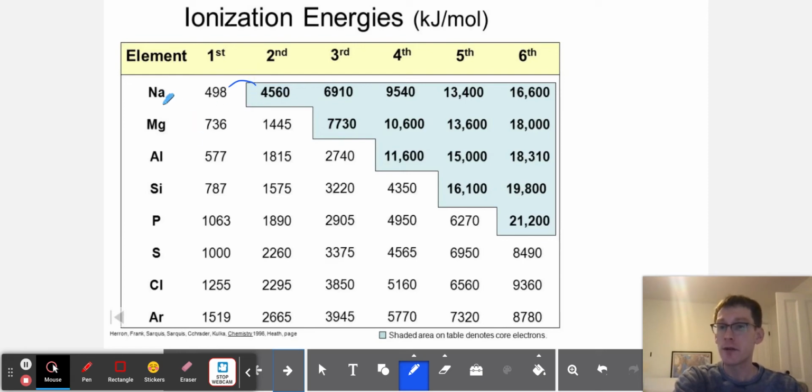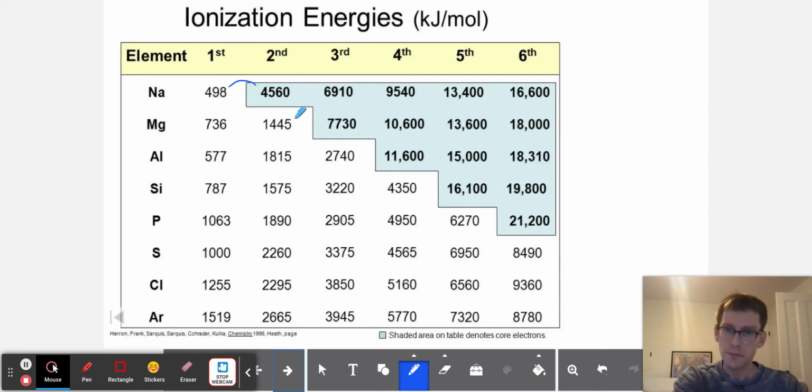Let's go down to magnesium. Well, magnesium is next to sodium, so it has 2 valence electrons, and the first valence electron requires this much energy to remove. The second requires twice as much, which is noticeable. But notice that from the second to third, the ionization energy really spikes. It goes up by about 5 times almost.